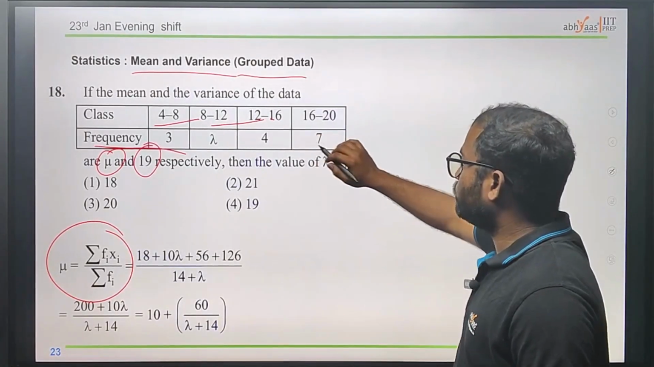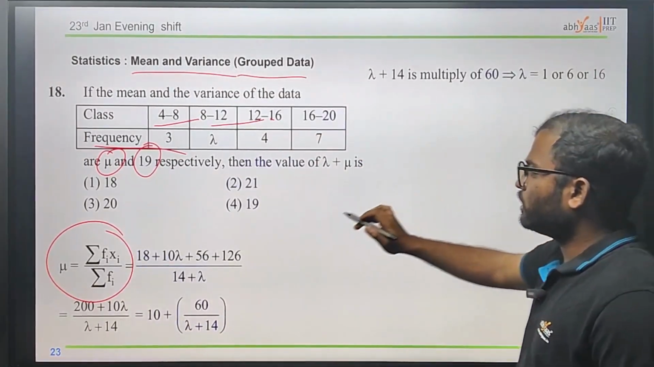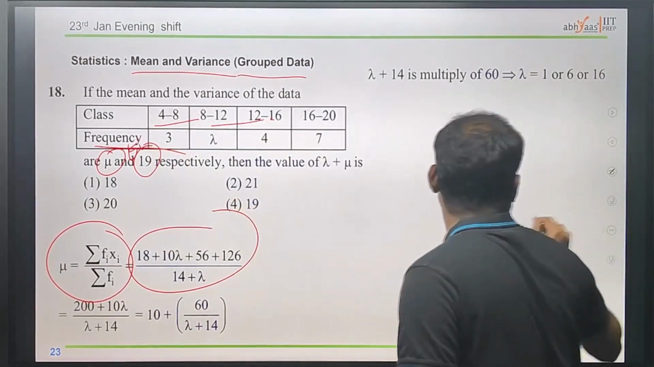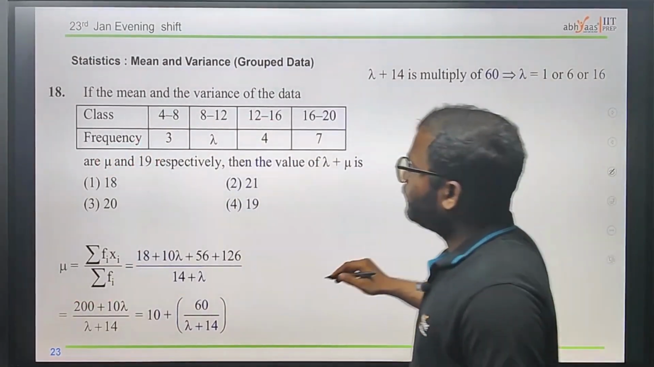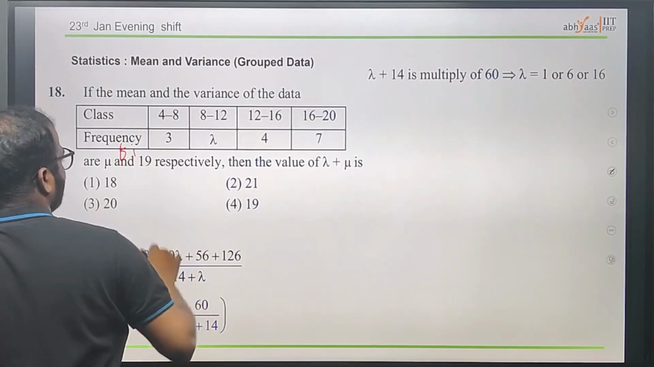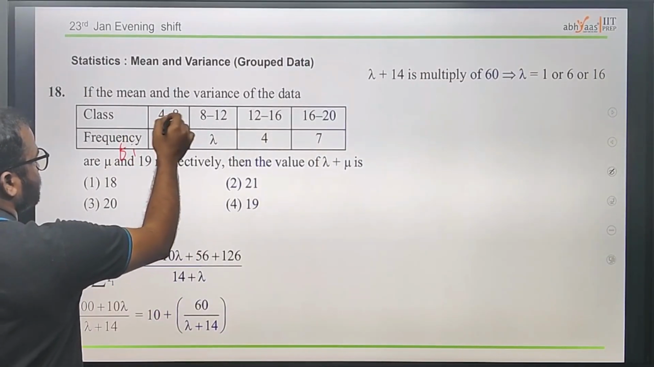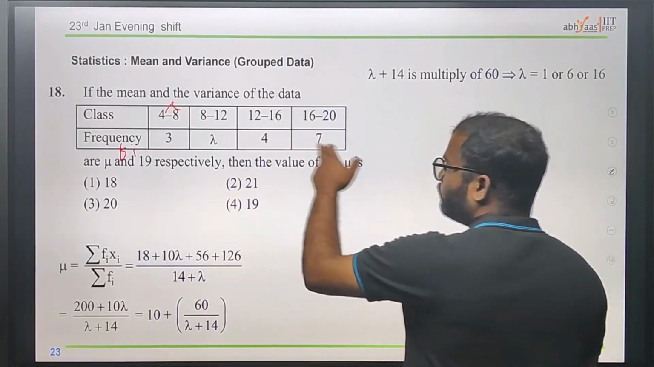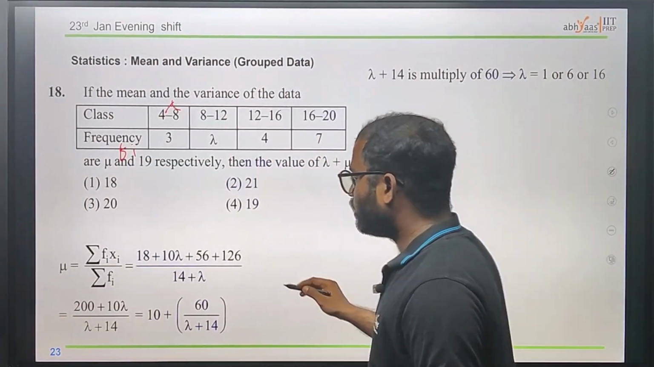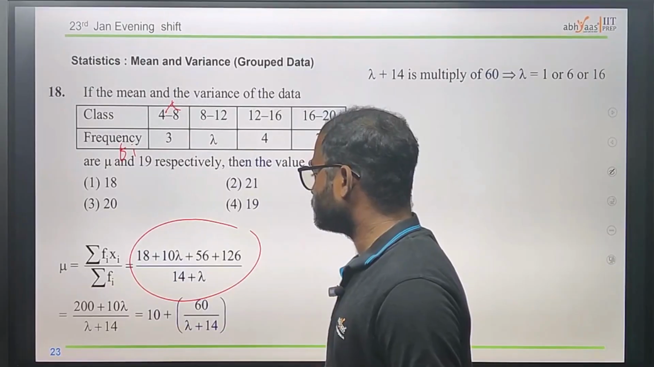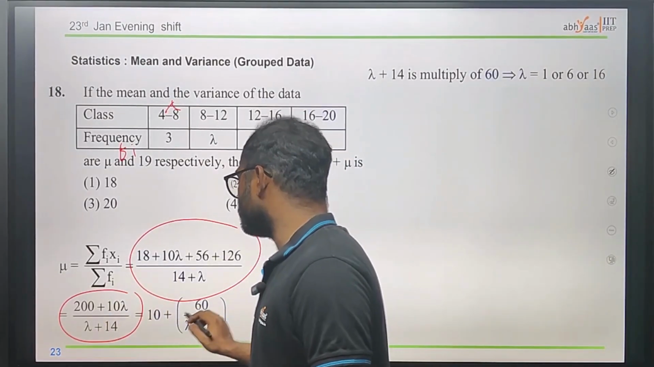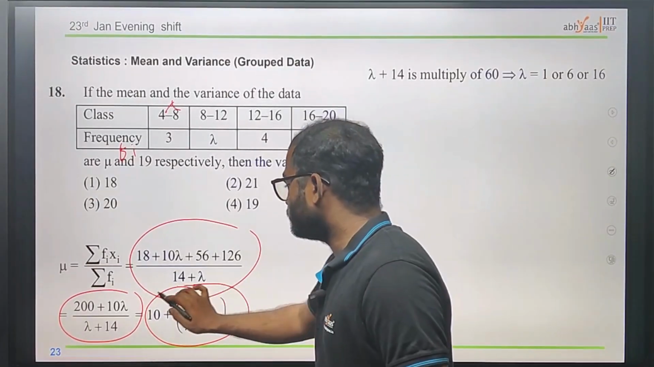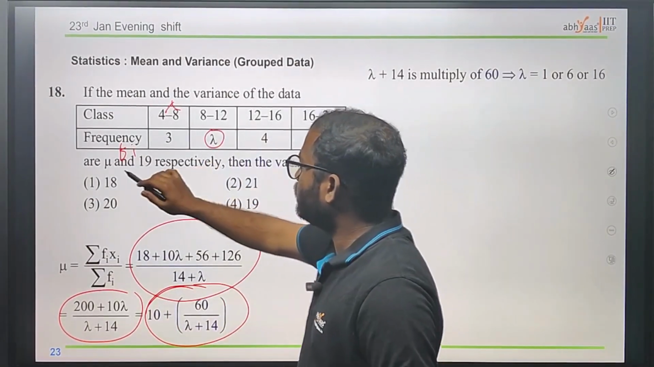First we need to draw the table from this. We can consider this as fi, and for xi we have to take the average of the two class limits. After that, multiply and take the summation. Similarly for this value, that's how we can easily find mu, since we need to find lambda and mu as well.